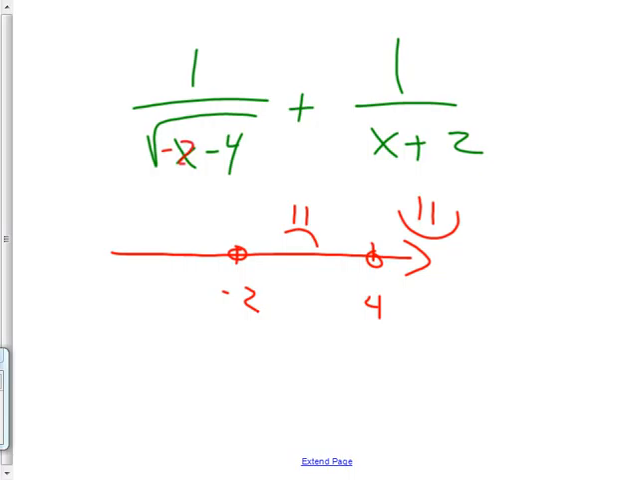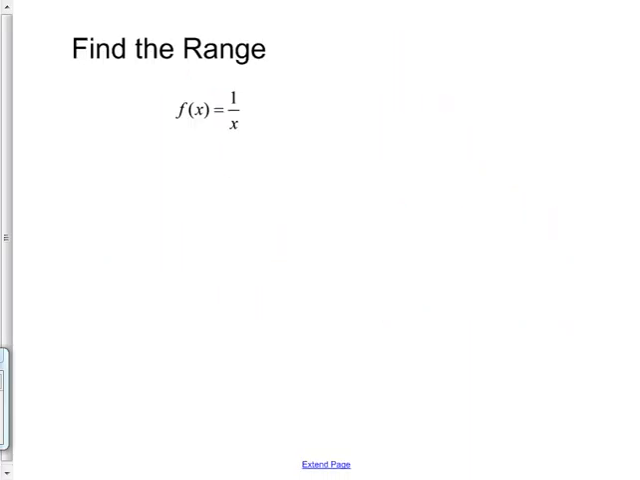Nope, because this would crash it right there. It would be a negative under the root. So, final answer is it only works from there over. 4 to infinity, bracket or parenthesis? Parentheses. All right, next kind.